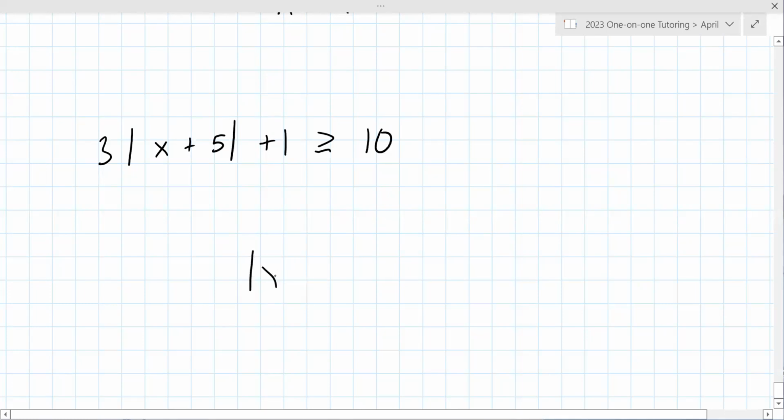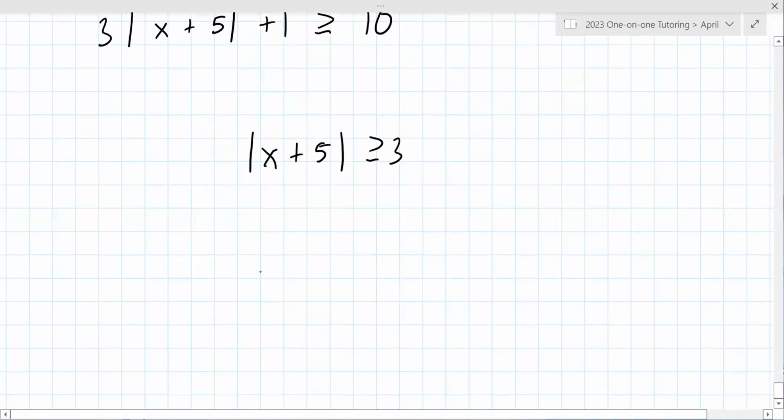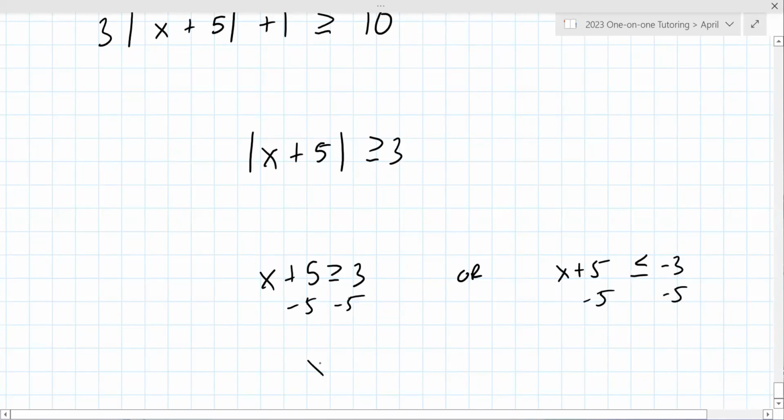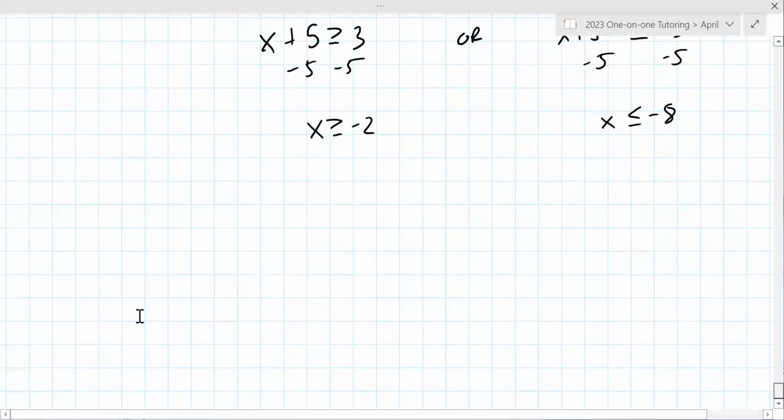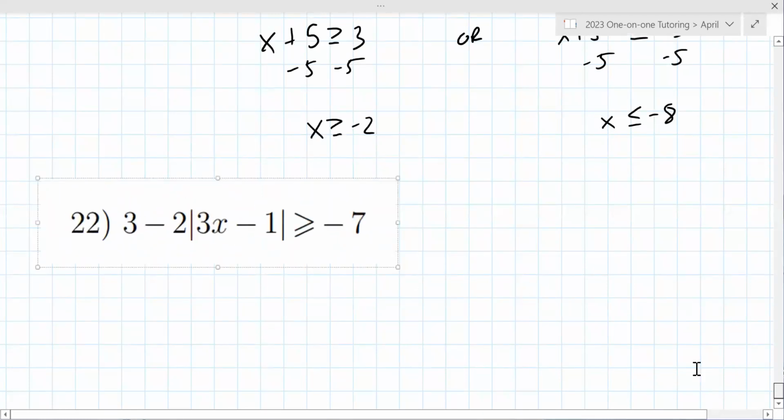We'll just work this out. Or did you get absolute value X plus 5 greater than or equal to 3 to start out? And then X plus 5 greater than or equal to 3, or X plus 5 less than or equal to -3. I'm really bad about this. I should have been writing "or" all along. Subtract 5 from each. X greater than or equal to -2, like you said, X less than or equal to -8. Good.